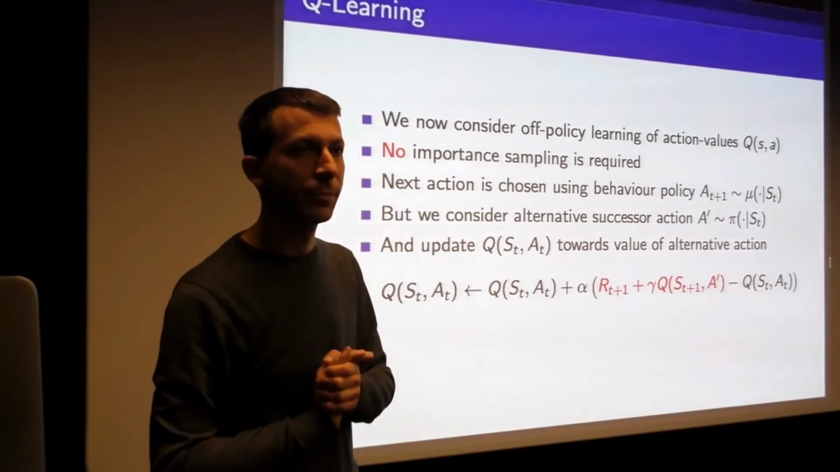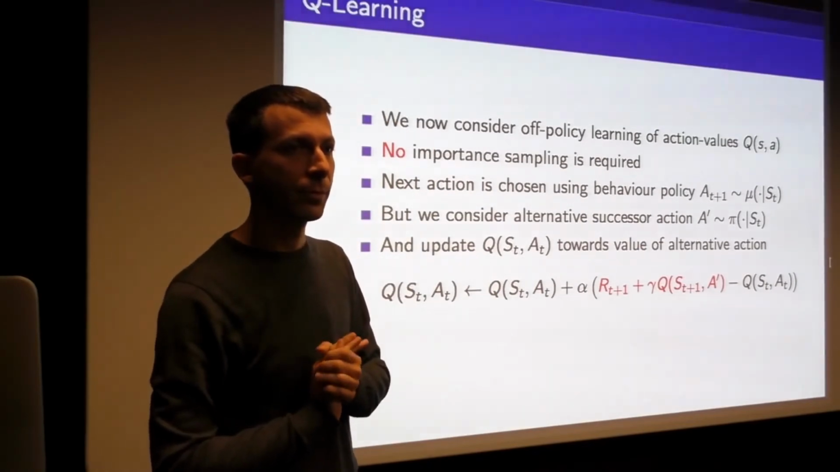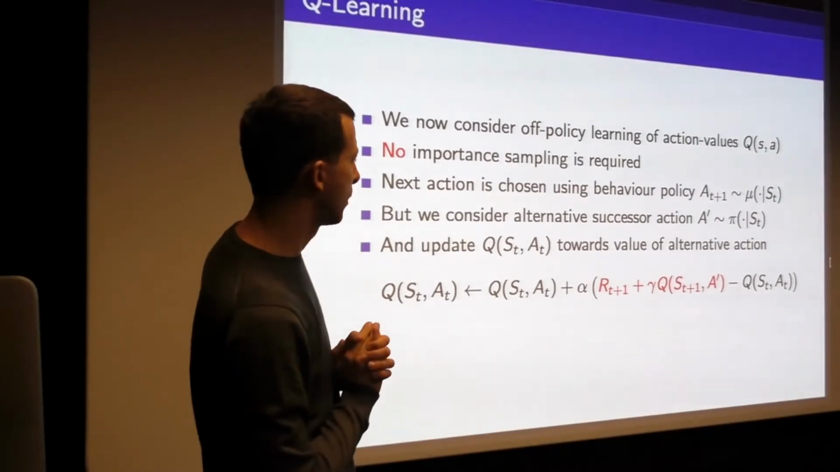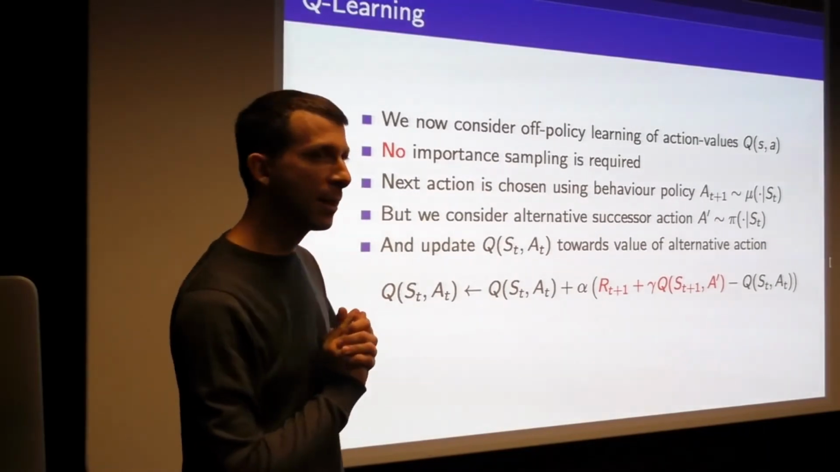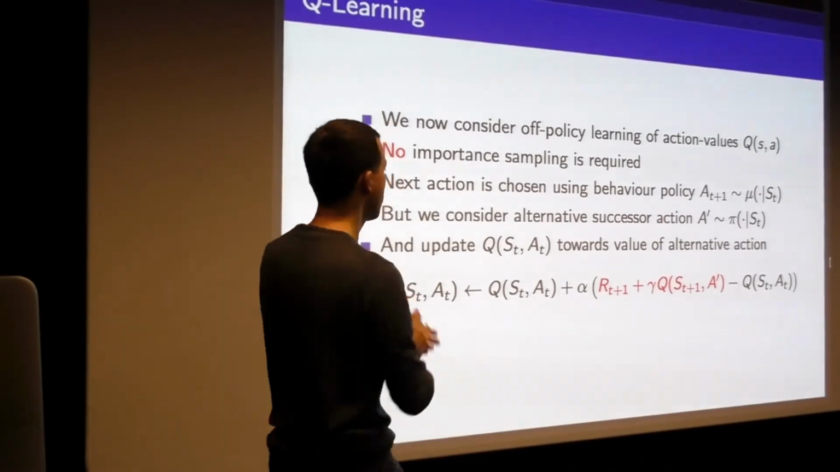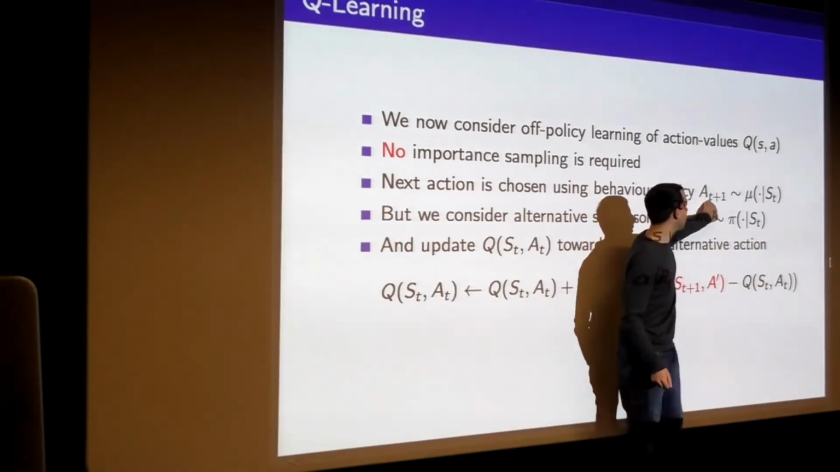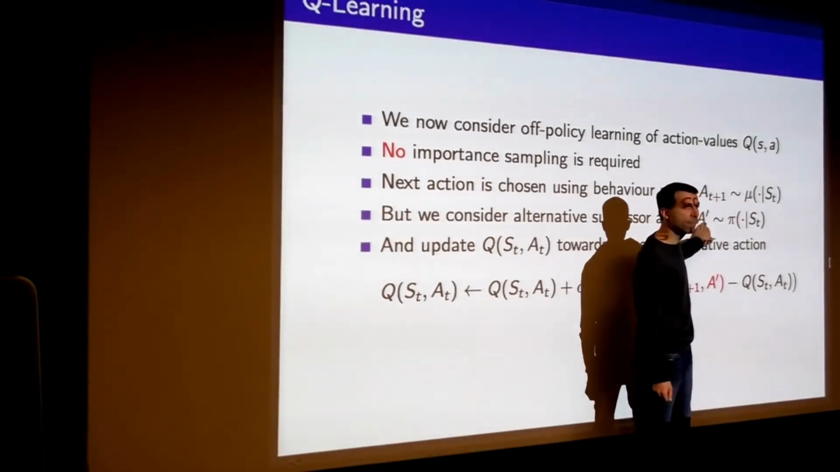Yeah. Can you just be clear, which parts are from your behavior that you stored and which is online in that last equation? Nothing is stored. You're sampling A_{t+1} from your behavior policy, and you're sampling A prime from your target policy.